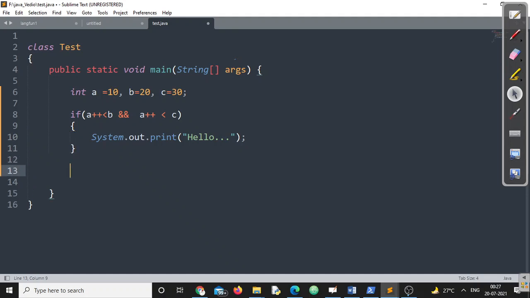After I come out of this if, what I'm doing, I'm writing system.out.print.